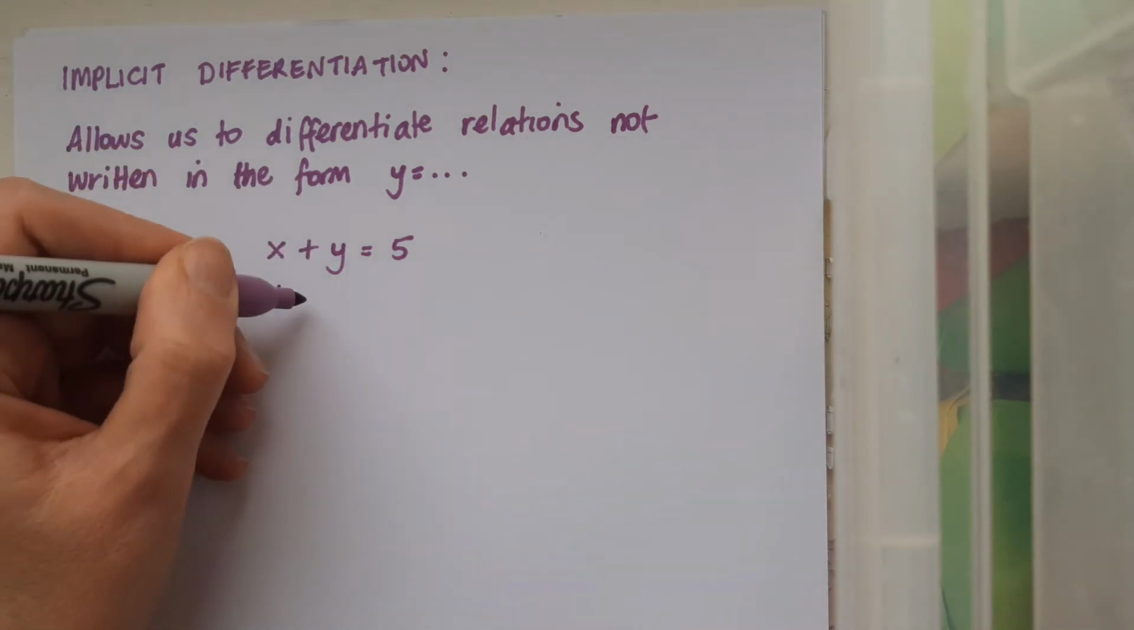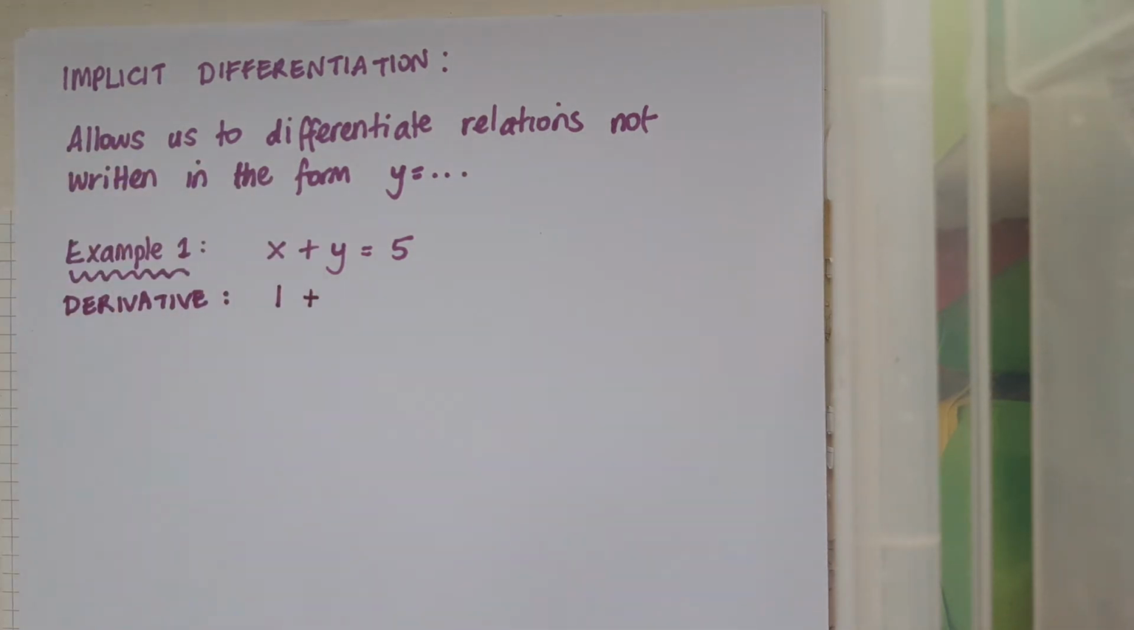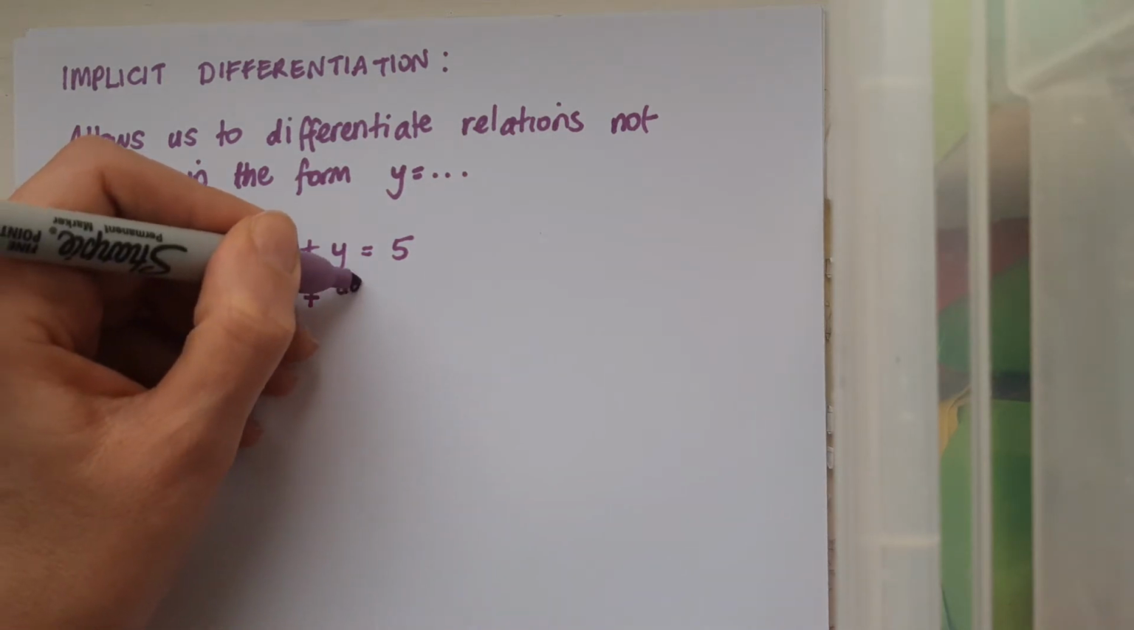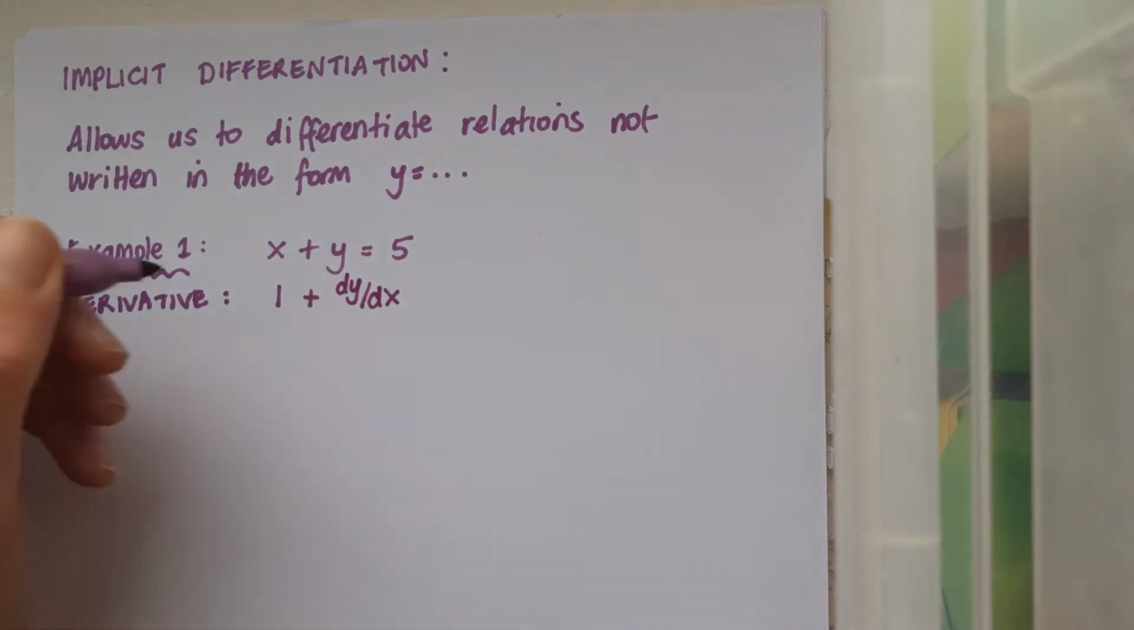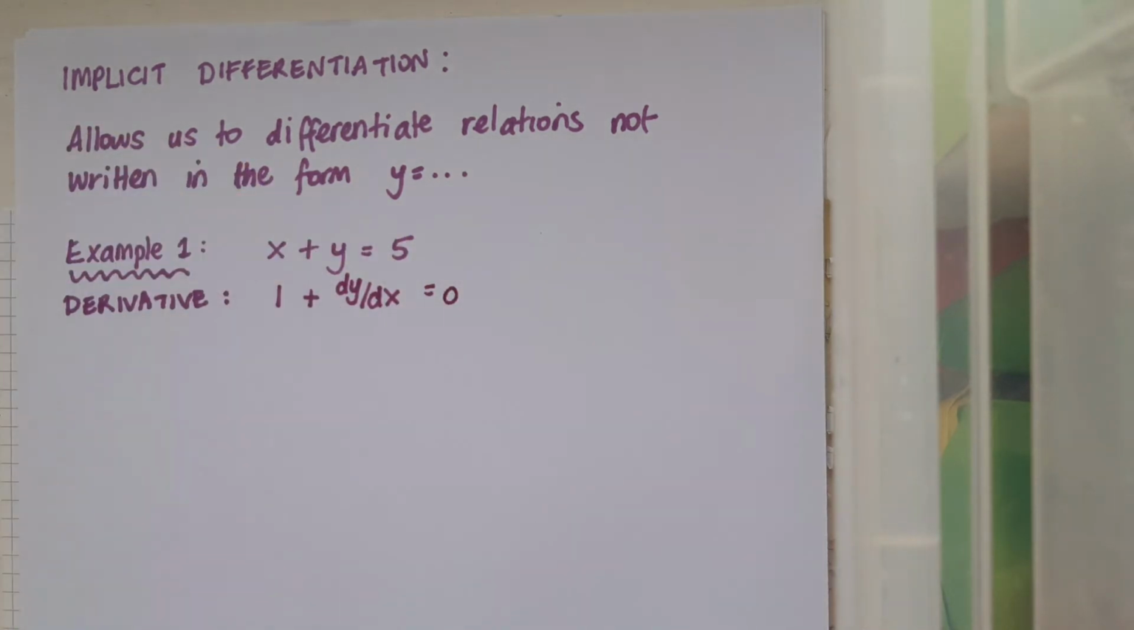But when we get to y, what do I get when I differentiate y? Well, when I differentiate y, I get dy dx. I differentiate the 5 at the end and I get equals to 0. My goal in an implicit differentiation question is still to find dy dx is equal to. So I'm simply going to have to rearrange this line now to get dy dx. So in this case, dy dx is equal to minus 1.